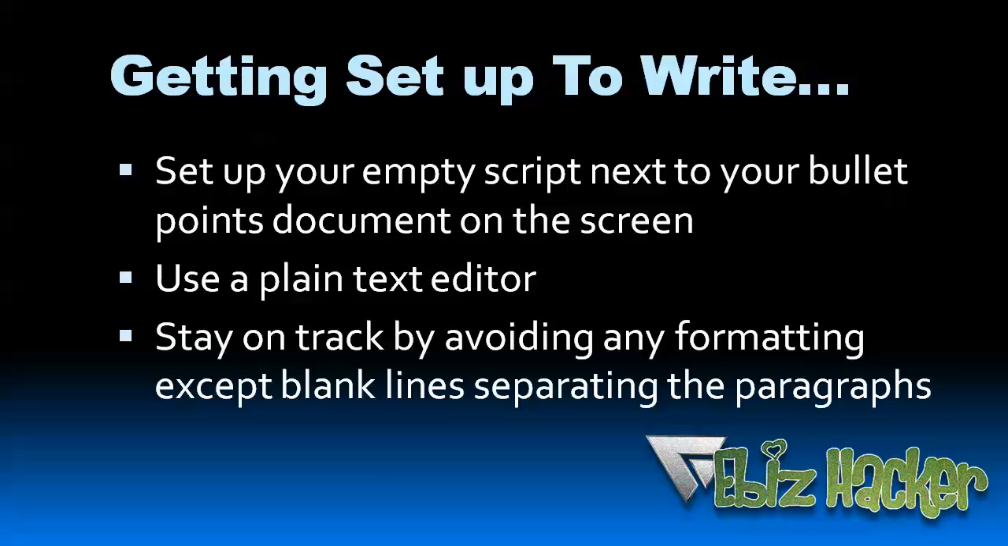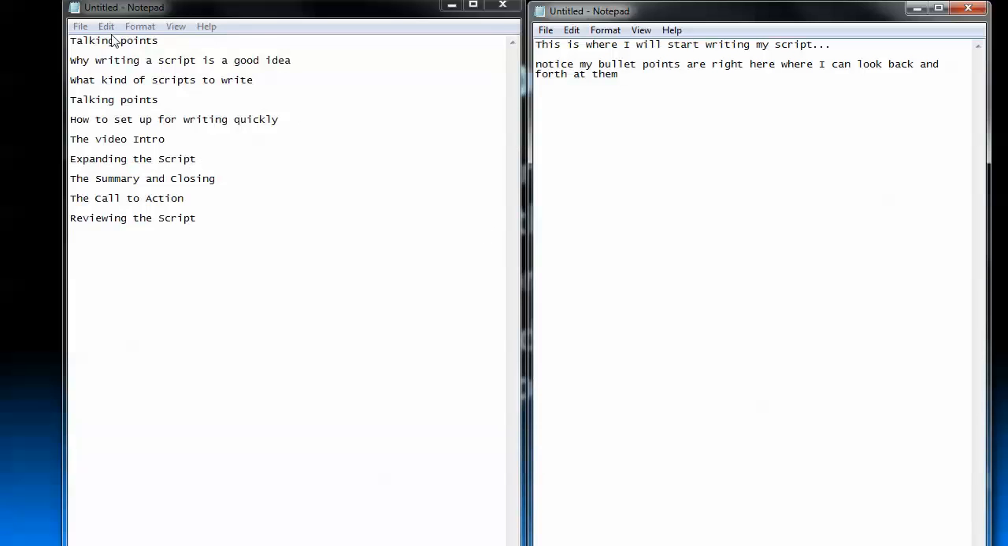Once you have your short list of talking points, then take a second text document and stick it right next to the first one on your screen and get ready to expand that into a script. So for instance, here I have the talking points for this video, and in this other notepad document here, I would start writing my script. And you will notice that I placed the bullet points over here on the left where I can look back and forth, and then the other document where I can write is right here, so I can see both of them at the same time, and this will keep me on track.